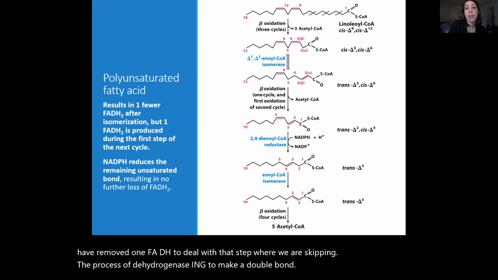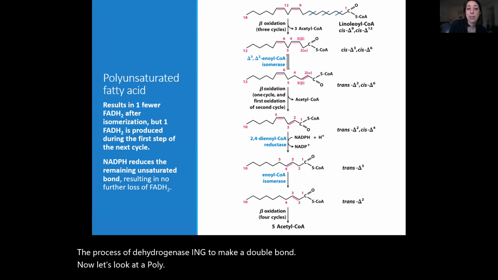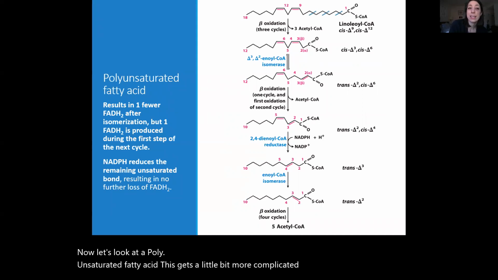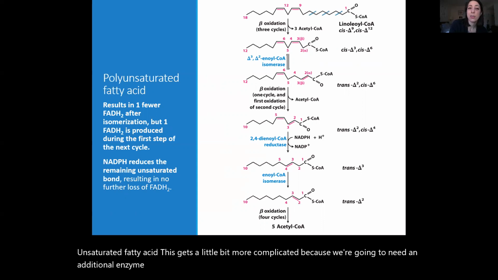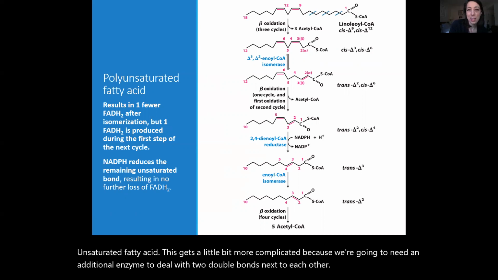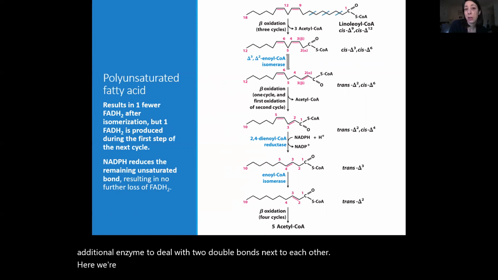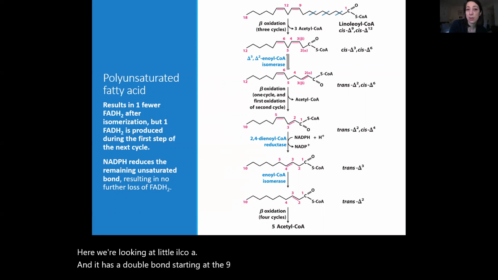Now let's look at a polyunsaturated fatty acid. This gets a little bit more complicated because we are going to need an additional enzyme to deal with 2 double bonds next to each other. Here we're looking at linolyl CoA, and it has a double bond starting at the 9 position and another double bond starting at the 12 position.